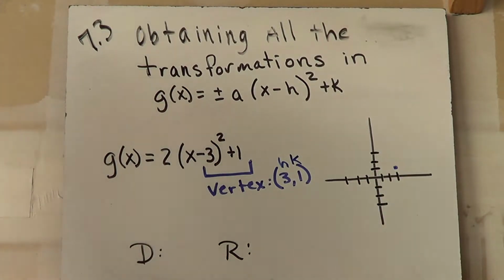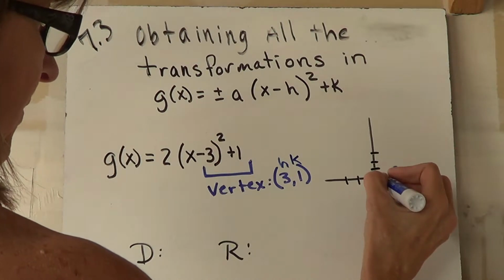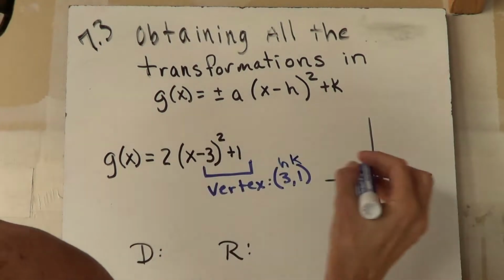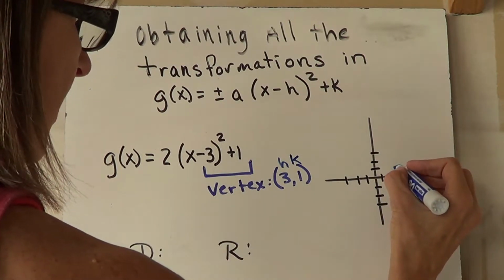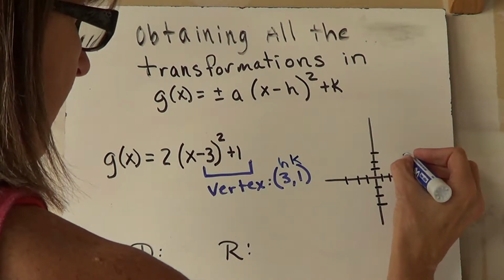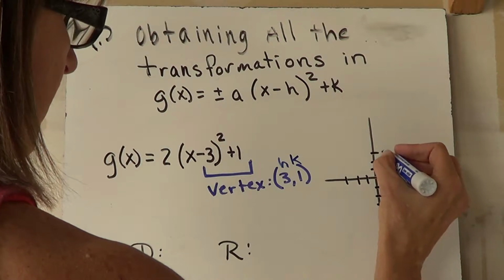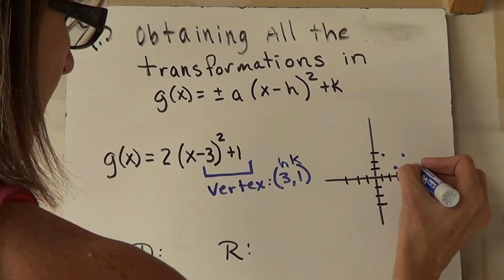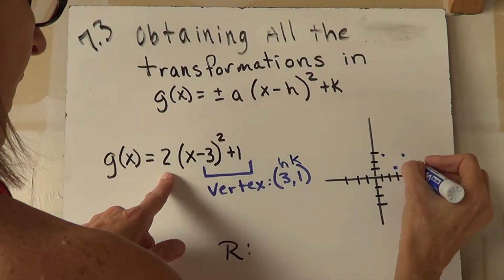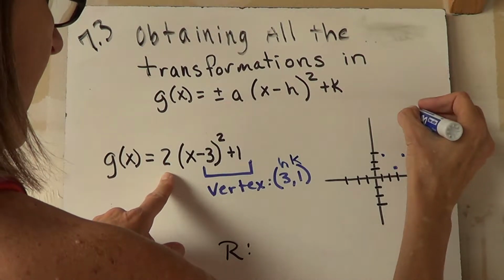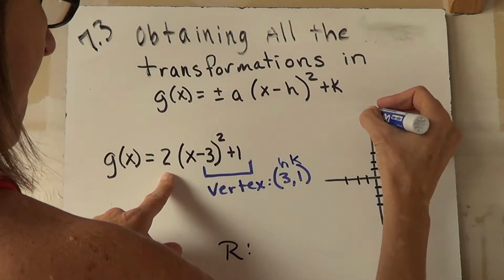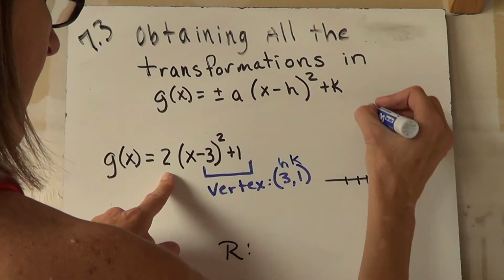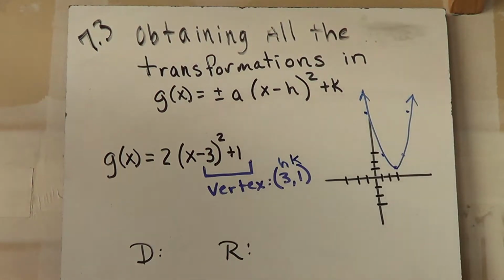Now normally on our parent function, remember it was at 0, 0, then you go over 1, up 1. But we have a stretch of 2. So all I do from here is I go over 1, up 2. Over 1, up 2. Then I go over 2, normally it would be up 4, but because of that stretch, I'd go 4 times 2, I'd go up 8. And I have my new graph.